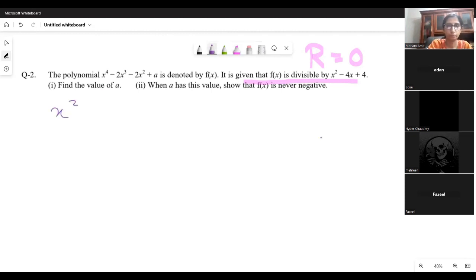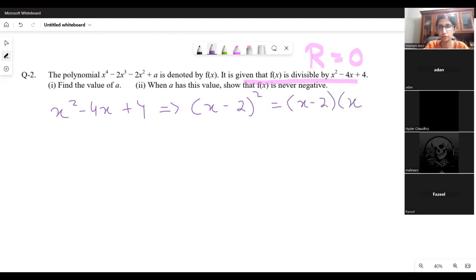x square minus 4x plus 4. In the last question, that was not possible, so we could not. Sorry, x minus 2 whole square, yes. When you factorize this using middle term breaking or directly using the algebraic identity a square minus 2ab plus b square, you'll get x minus 2 whole square. So you have two factors, x minus 2 and x minus 2, so you can use any one of the brackets since they're both the same.